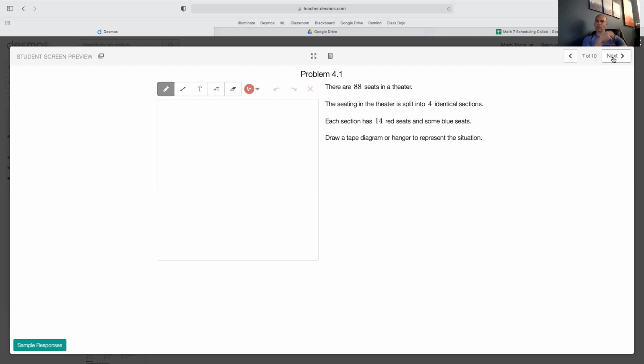Okay, so this whole unit is about algebra, expressions, equations, using variables. They need me to use a variable somewhere in here. And the thing that I don't know, even though you can probably figure it out fairly easily in your head, is how many blue seats are in each of these sections. Right, it just says some blue seats. So I'm going to let B be the number of blue seats in one section, not all the blue seats in the entire theater.